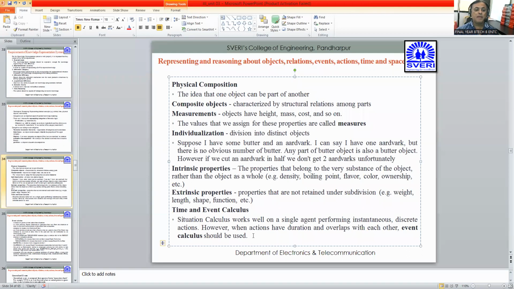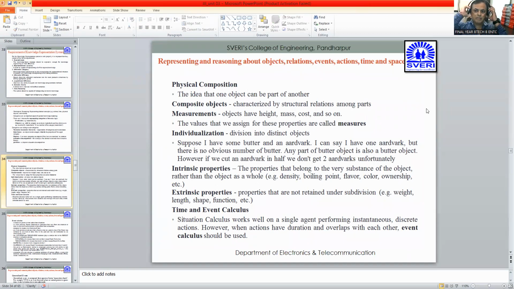Then the most important, time and event calculus. See, this is a time. Here we are seeing the relationships, we are seeing the objects, we are also seeing the events happening. So all these parameters help give you an idea about how to represent and reason about the objects. Now, what is this time and event calculus? Obviously, it is about the situation calculus. It works well on a single agent performing instantaneous, discrete actions. However, when actions have durations and overlap with each other, event calculus should be used.